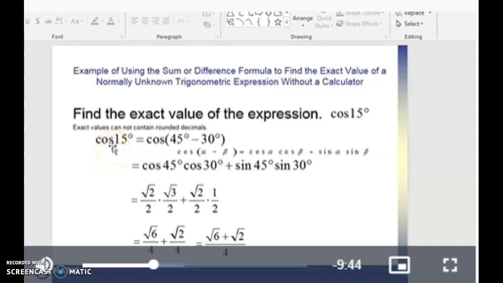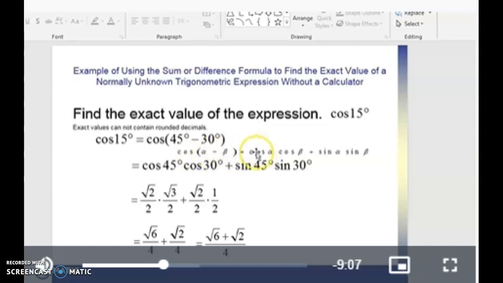So, without a calculator, that means we have to express 15 degrees using angles that we know the sine and cosine of, such as the 45-degree angle and 30-degree angle. 45 minus 30 is 15, so we can make that substitution. This is a difference. We are finding the cosine, so we substitute directly into the formula for finding the cosine of a difference of two angles.